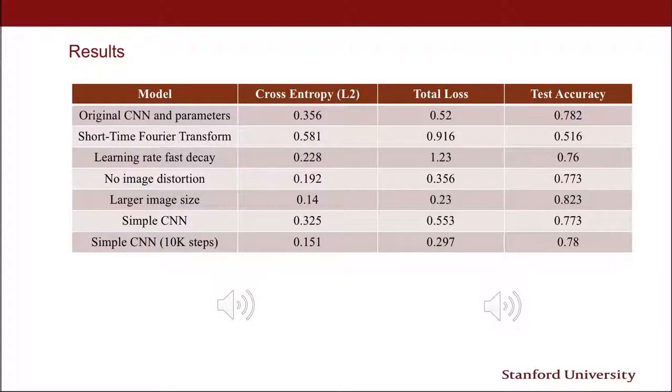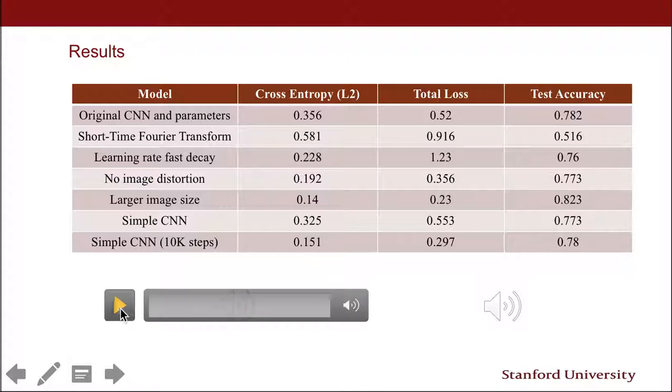So after conducting several experiments on the CNN model and the algorithm in general, we have found that by extending the image size to a larger resolution, the model would have the best accuracy, up to 82%. And having a simplified CNN model does not affect the performance too much. And we have a set of examples of input and output here. This is the original track.